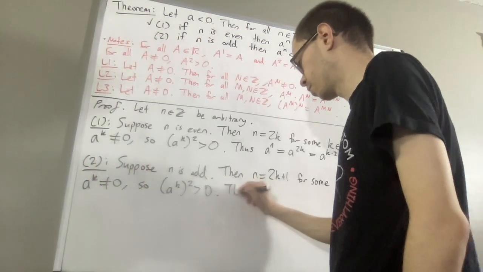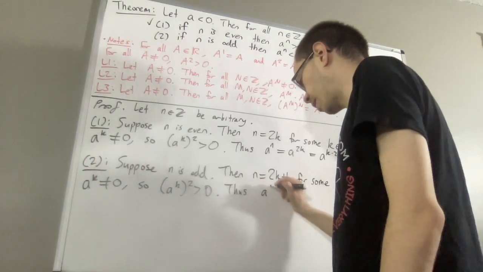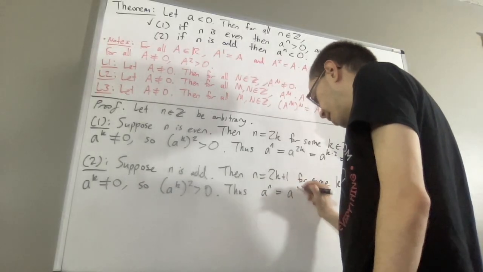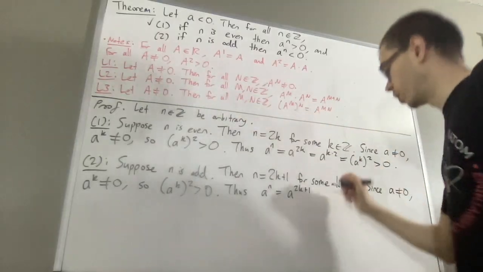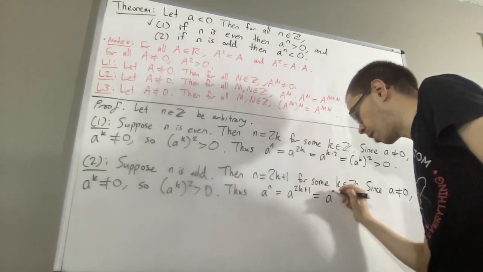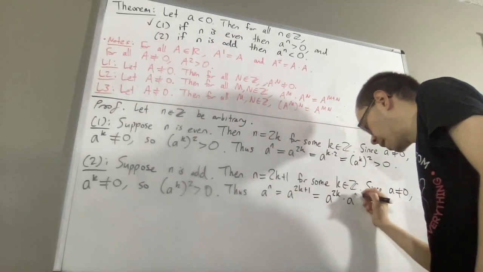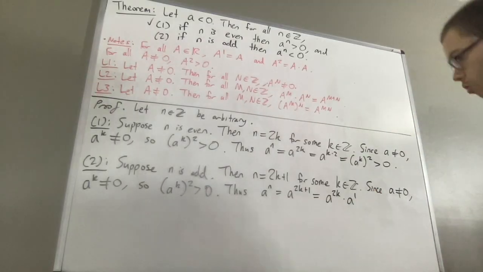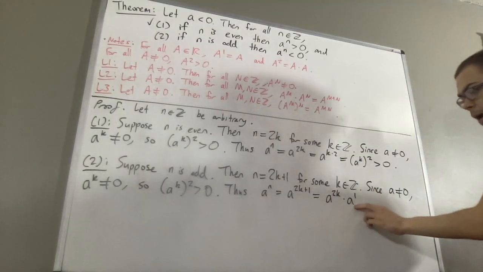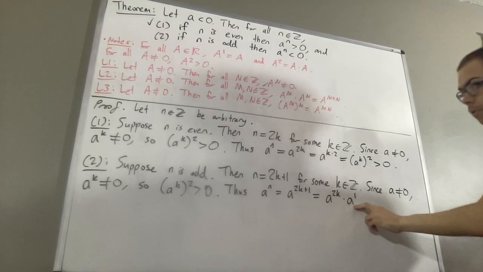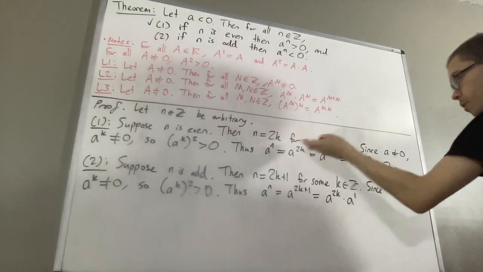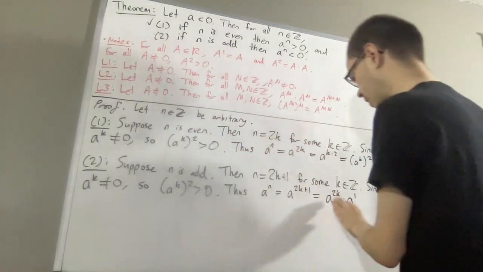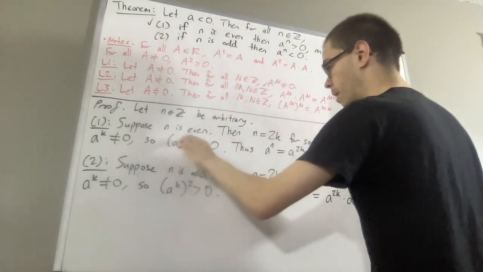But then, when we consider a to the power of n, well, that's just a to the power of 2k plus 1. By our second result, we could rewrite this as a to the power of 2k times a to the power of 1. We know a to the power of 1 is equal to a, but what is a to the power of 2k? We can do exactly what we did up here. We can re-express a to the power of 2k as a to the power of k to the power of 2.